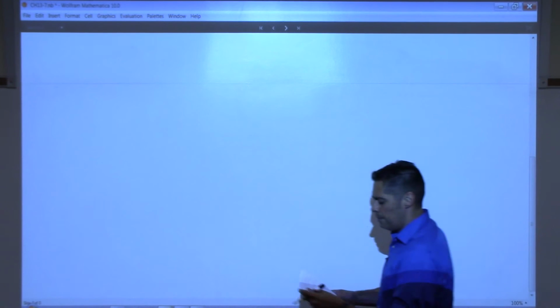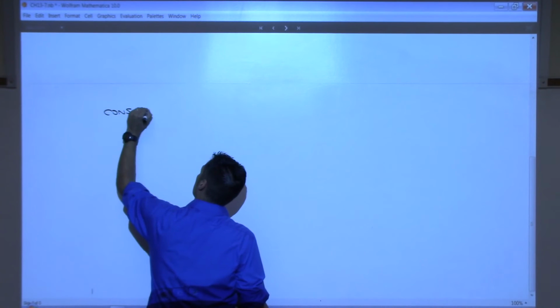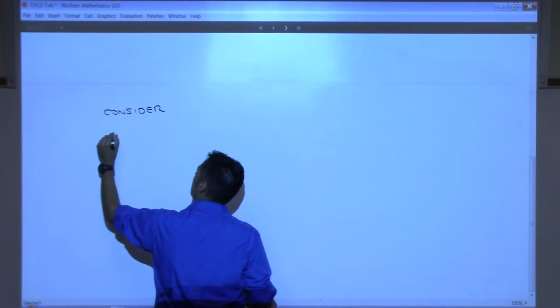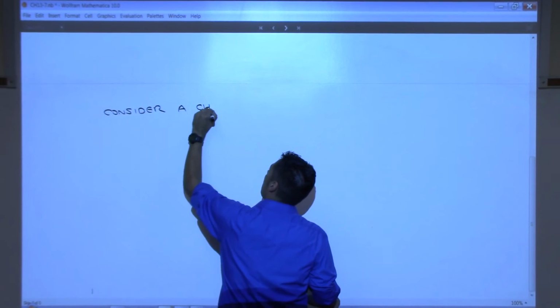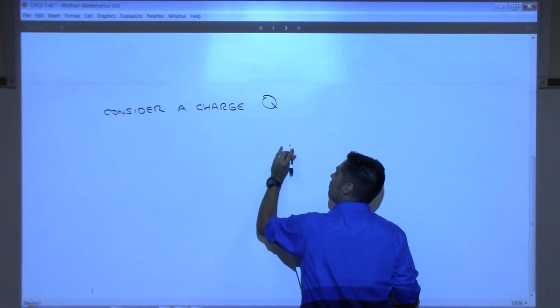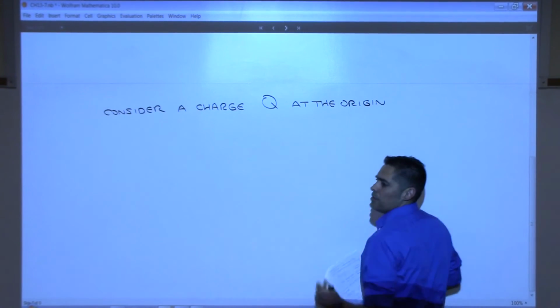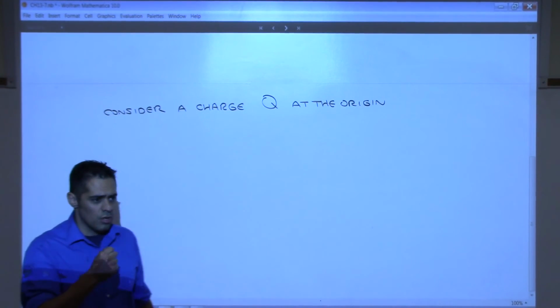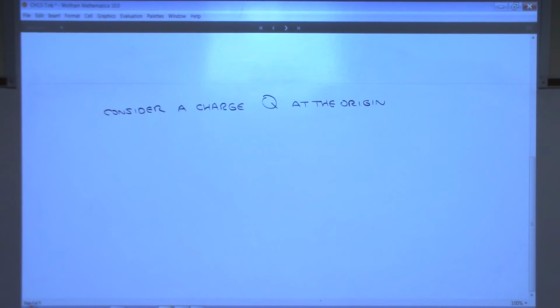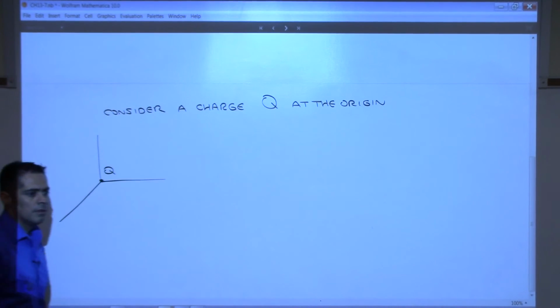I want you to consider in three-dimensional space an electric charge, which I will call Q, capital Q, at the origin. Okay, so imagine that we just have something that has a charge to it. Positive, negative charge, it has a charge. And I'm going to call that the origin. All right? So I've got this picture, I've got something sitting here, and it has an electrical charge on it.